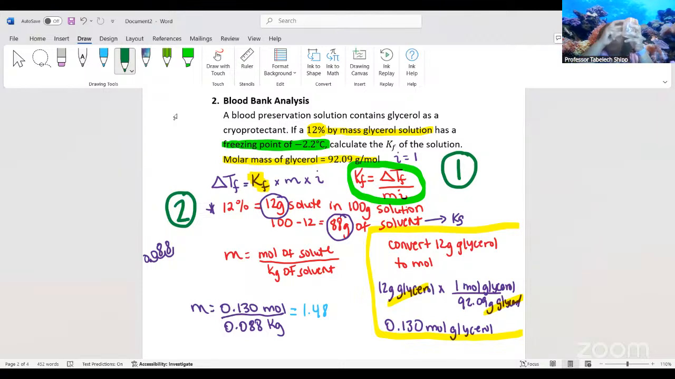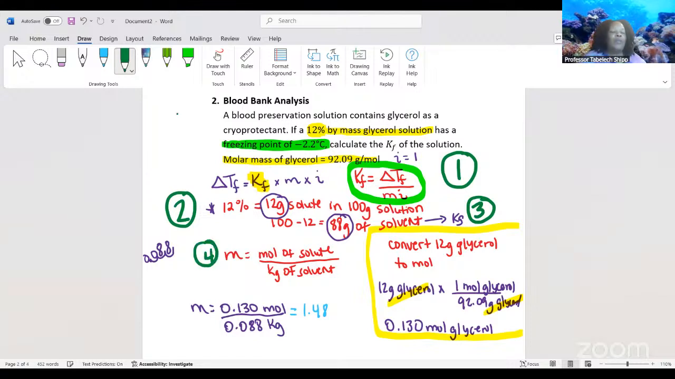88 grams of your solvent poured in with 12 grams of the solute, and together you get 100 grams. You then have to convert your grams of solvent to kilograms. So that's step 3.